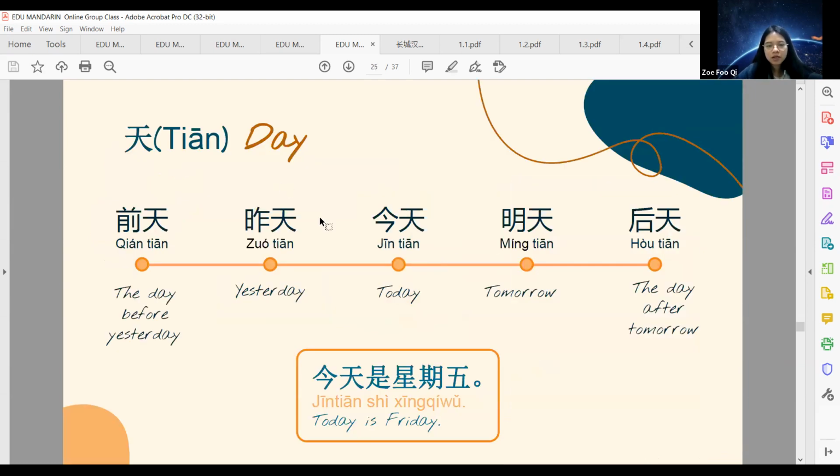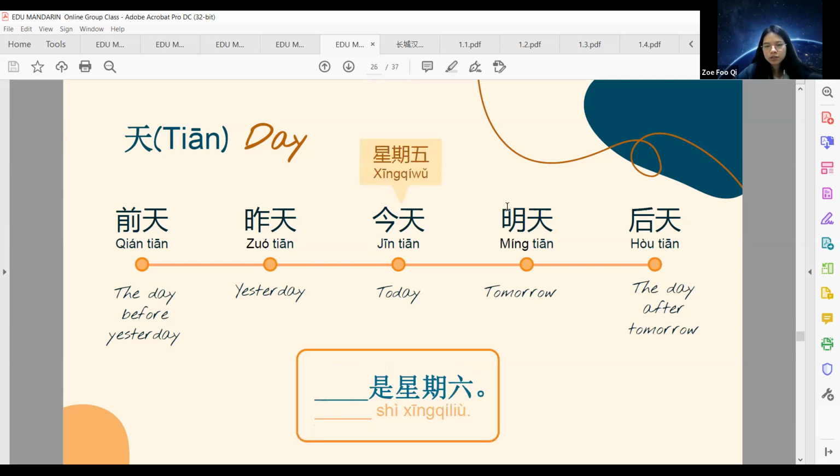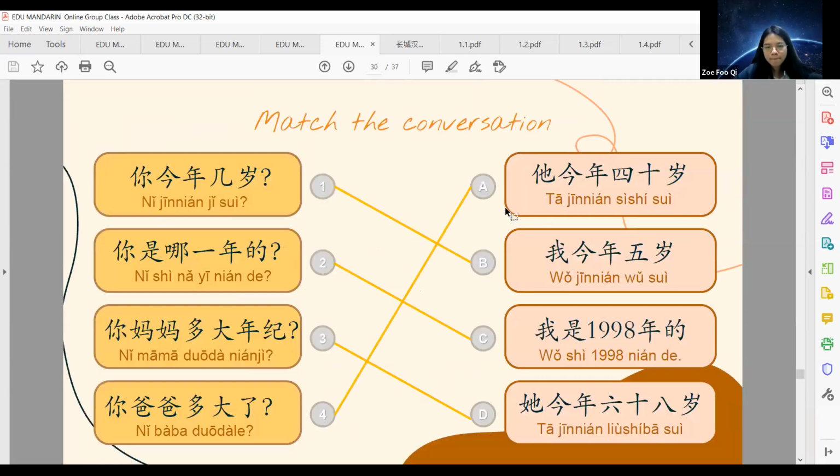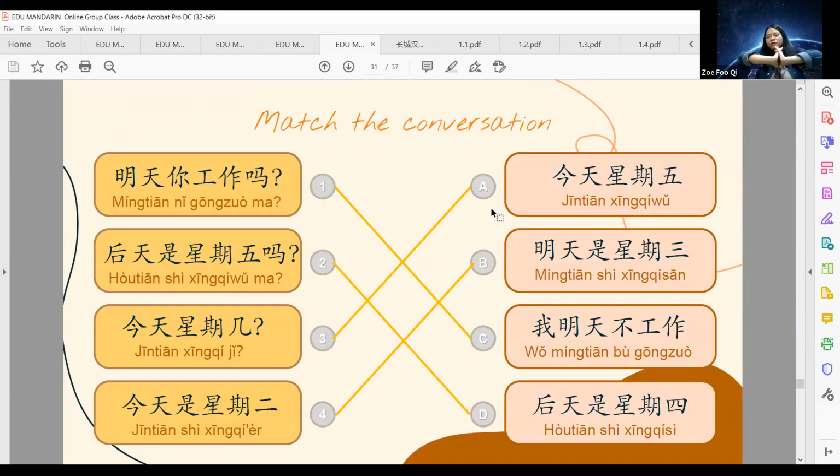Then this one is 天. This one is also just to know. This 今天 you must know. 昨天 and 明天. So 今天是星期六，昨天是星期五，明天是星期日。Okay, so we're done with the revision so far. Do you have any question for this one?